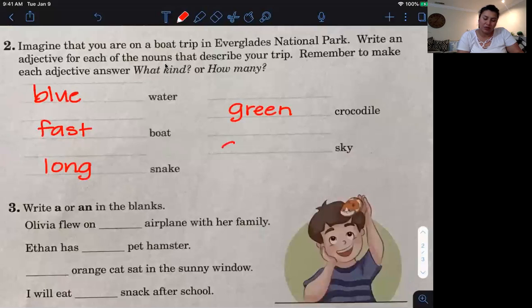Since we already used blue, blue could be a good one. But I'm thinking a clear sky where it's not raining, because it rains a lot in Florida, actually. Even when it's a hot, sunny day, it could just start raining out of the blue. All right, guys.